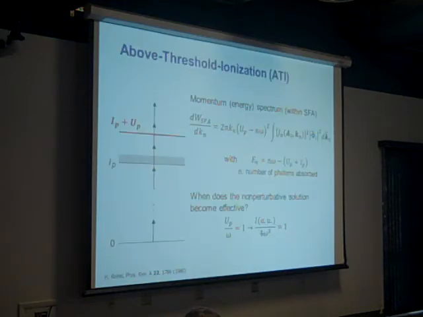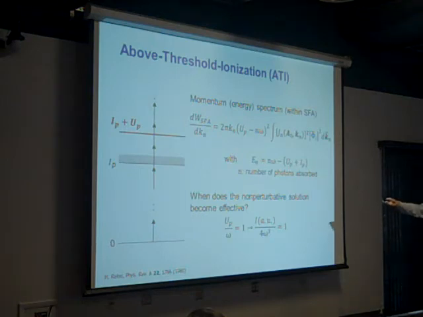So you can see it, at least I see it very nicely from this kind of formula. The energy of the electron in the continuum corresponds to n times the frequency of the light field minus UP plus IP. So let's think back to the photo effect. In the photo effect, you just had omega minus IP. That was the kinetic energy of the photon.